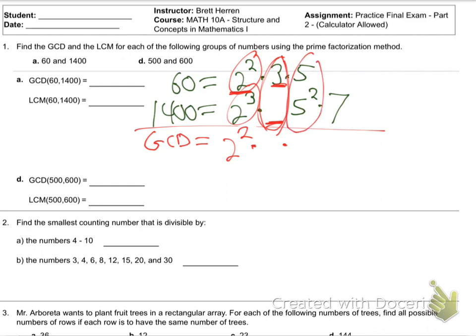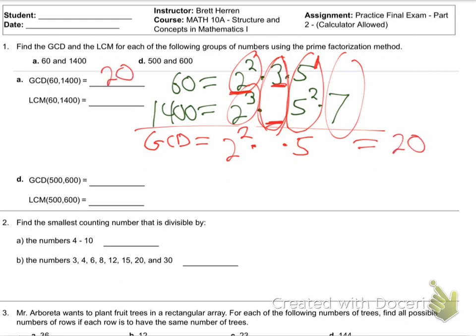What's the greatest amount of fives that divides into both those? Just one five, because this one just has five to the first. And what's the greatest amount of sevens that goes into both those? No sevens, because one of them has no sevens. So what do we have? 2 squared times 5? 20.